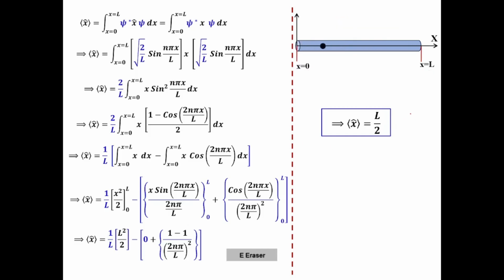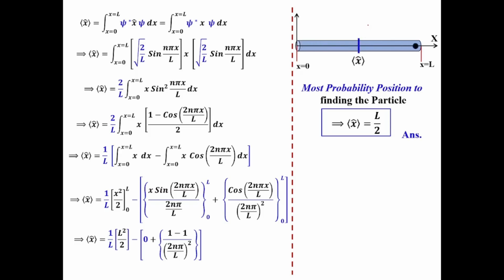That means most of the time the particle is found at L by 2 here. This is the most probable position for finding the particle, exactly at x equal to L by 2, at the middle of this length. This position is called the most probable finding position. This is the position where the particle is mostly found, or the so-called expectation value, mean value, which we found as L by 2. This is the answer.